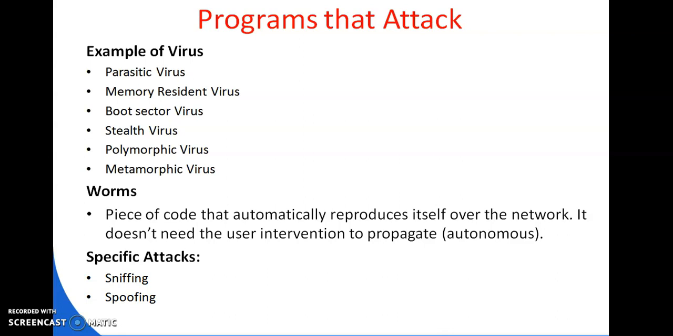Next is the stealth virus. This virus has intelligence built in which prevents antivirus software programs from detecting it. That is the stealth virus. Polymorphic virus: a virus that keeps changing its signature on every execution, making it very difficult to detect. That is the polymorphic virus.